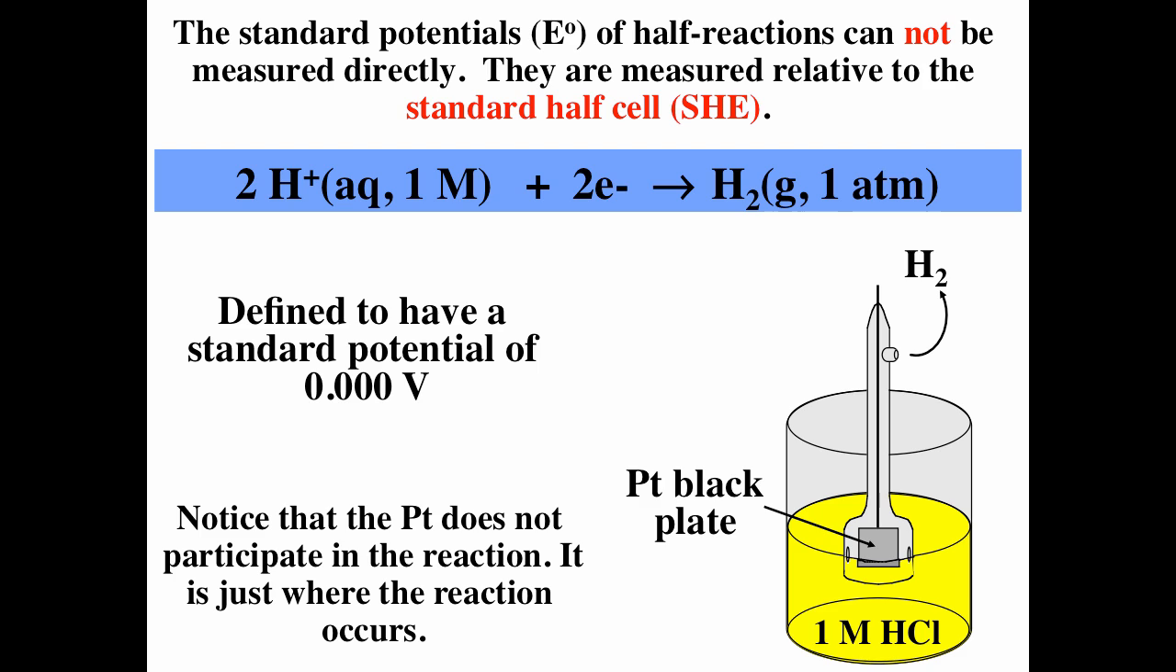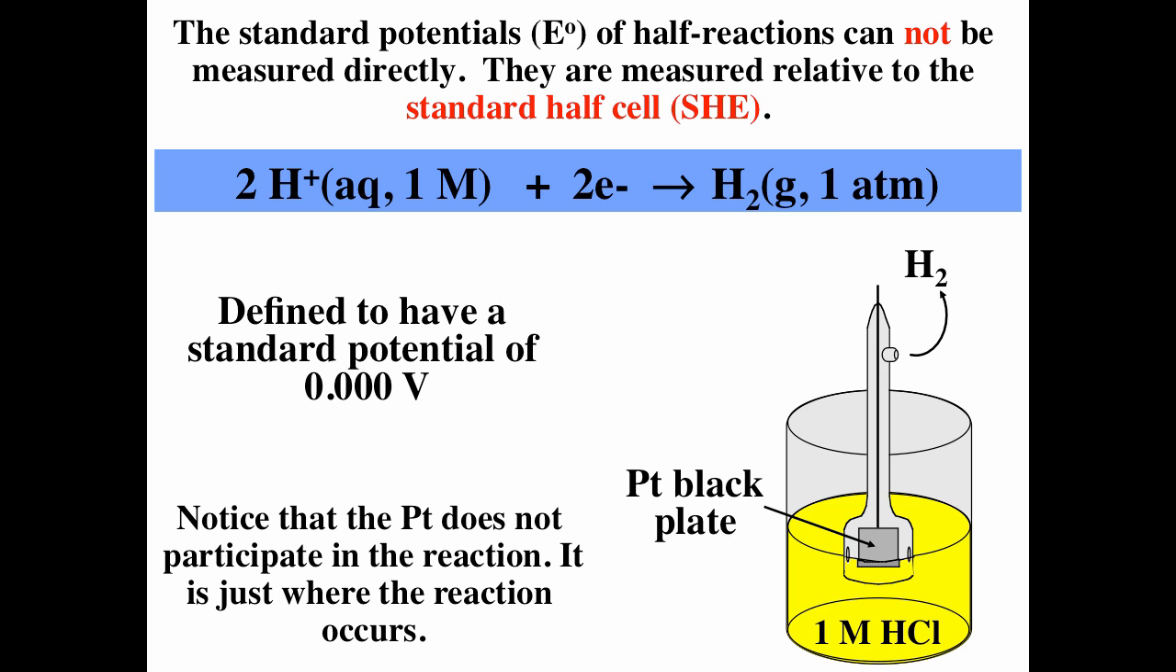I mentioned that all potentials are measured relative to the standard half cell potential. You cannot measure a reduction potential by itself or an oxidation potential by itself. Whenever you have a reduction reaction, you need an oxidation reaction, and vice versa. So you cannot measure a half reaction potential by itself. And so we define the standard half cell as having a zero potential and measure it relative to everything else.